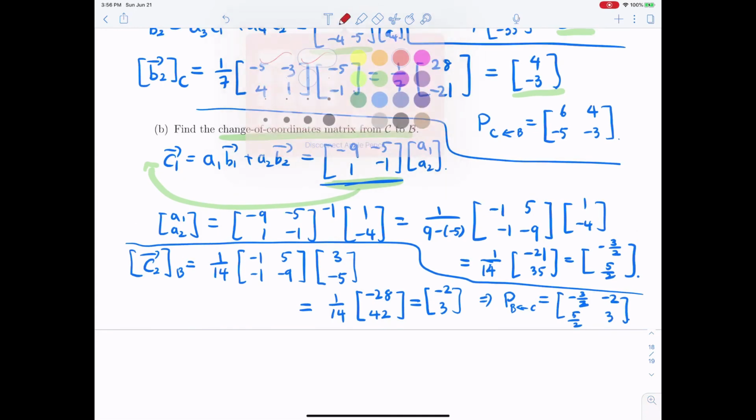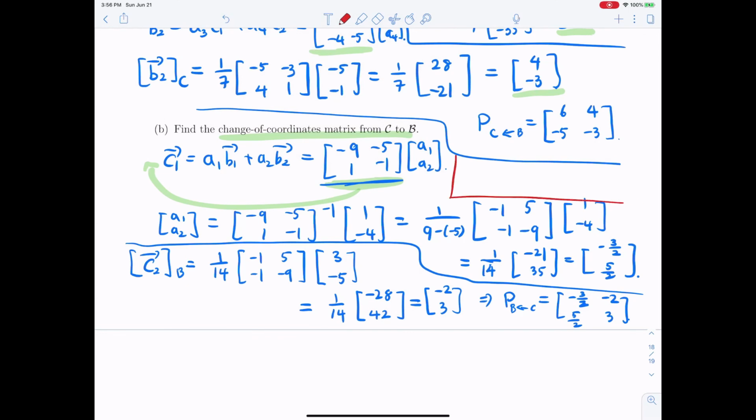So here, you want to check by yourself that P sub from C to B is in fact the inverse matrix of the change of coordinate matrix from B to C.